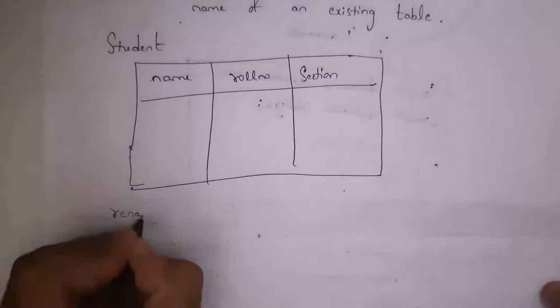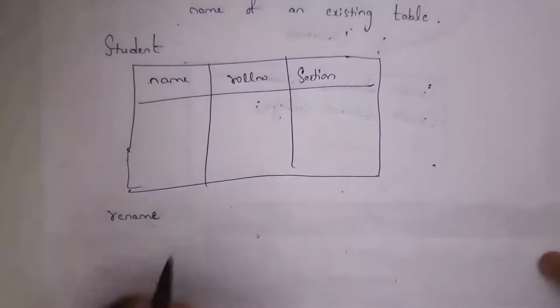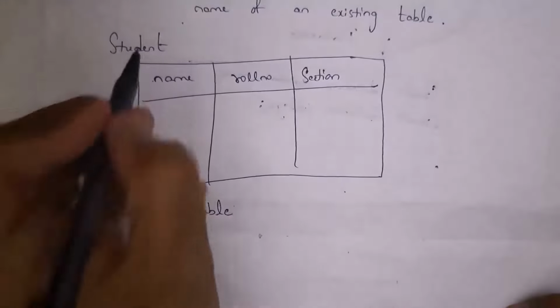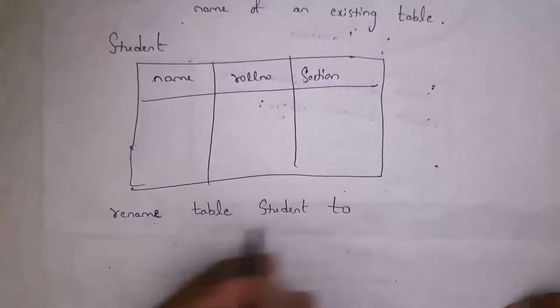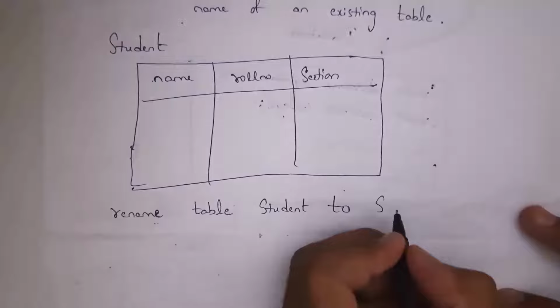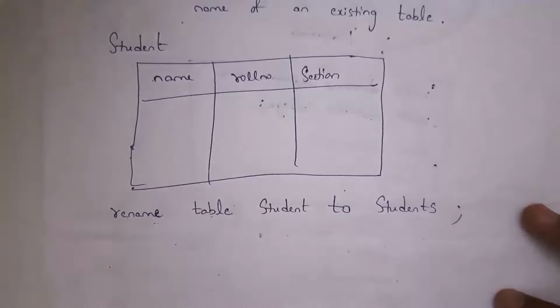So just write here rename, all in small letters. Guys, not only small letters, you can also use capital letters. So just write here rename table, and here you need to give the old table name. My old table name is student. So just write here student to the new table name. I want to change the name student to students. So just write here students. Rename table, old table name to new table name.